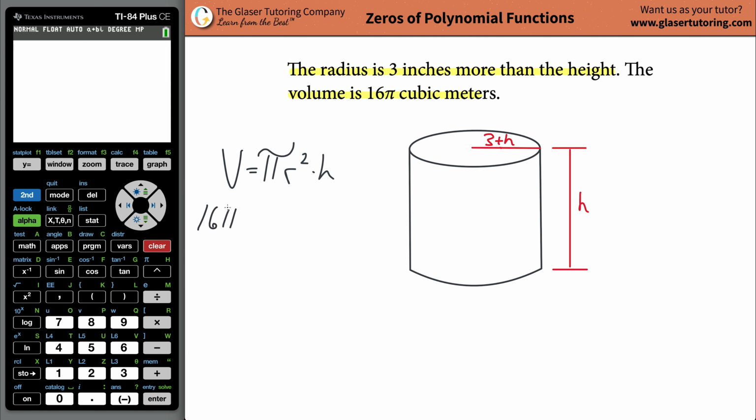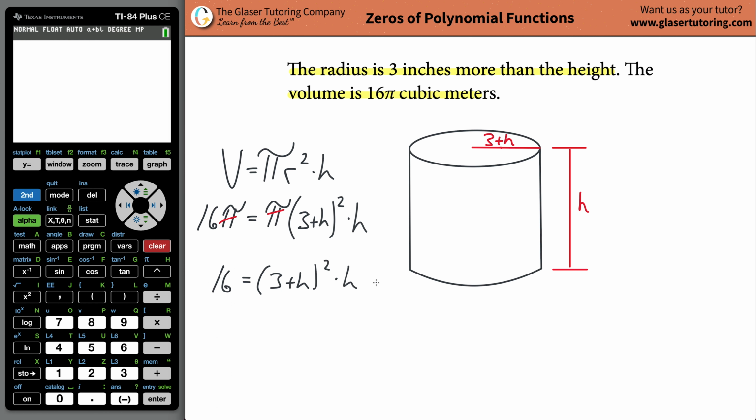So this is 16 pi, that's what the volume was. And that's then going to be equal to pi times the radius squared, which is 3 plus h squared, times the height, which I just left as h. Now from here you can cancel some things, and the pi's just go bye-bye, because you can divide by pi on both sides. So this is just going to be 16 equals 3 plus h squared times h.